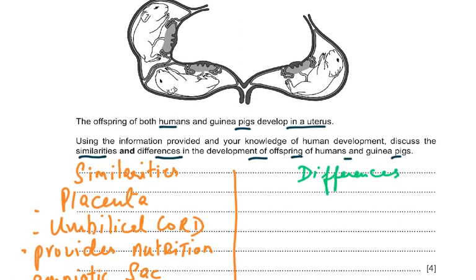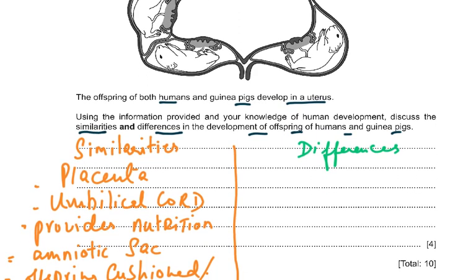And you see the similarities. Something which is similar is that they have a placenta, they have an umbilical cord. You can see some sort of umbilical cord here. You can see this umbilical cord going here. And then you can see this is the placenta here. So there is a placenta, there's an umbilical cord, so that provides the nutrition.